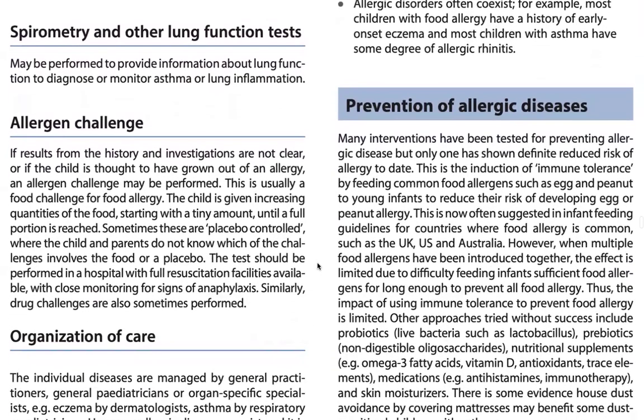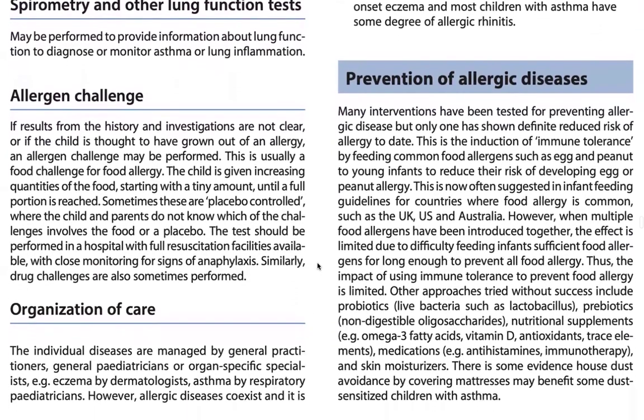Prevention of allergic diseases: many interventions have been tested for preventing allergic diseases, but only one has shown definite reduced risk of allergy to date. This is the induction of immune tolerance by feeding common food allergens like peanut and egg to young infants to reduce their risk of developing egg or peanut allergy. This is now often suggested in infant feeding guidelines for countries where food allergy is common, such as the UK, US, and Australia. However, when multiple food allergens have been introduced together, the effect is limited due to difficulty feeding infants sufficient food allergens for long enough to prevent all food allergies. Thus, the impact of using immune tolerance to prevent food allergy is limited.